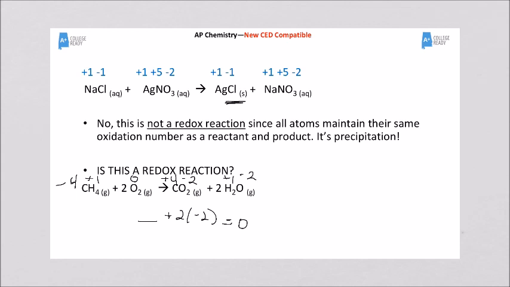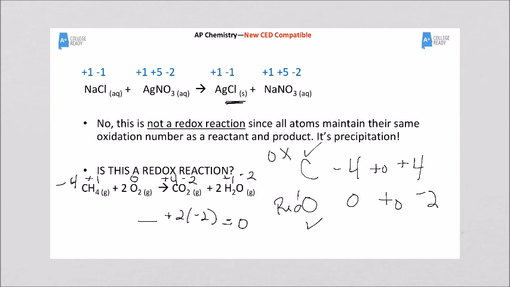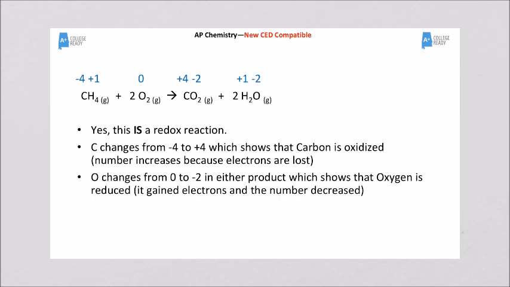So let's see, did anything change? Well, carbon went from negative four to positive four. That's a huge change. Hydrogen stayed the same. Oxygen, though, went from zero to, and we can use either oxygen, negative two. So looking at that, we know for sure this is redox. One of these elements should have gone up in oxidation number, which we can see as the carbon. And if it's gone up in oxidation number, remember, we know that that is being oxidized. And another element would have to go down in oxidation number from 0 to negative 2, and that would be our reduction. So yes, this is a redox reaction. And then here's the summary of that.